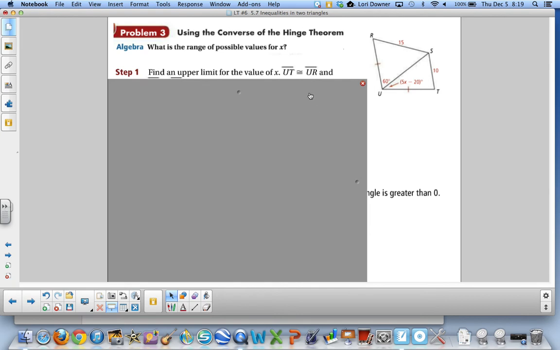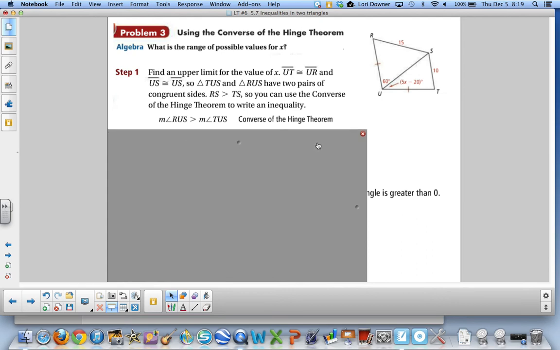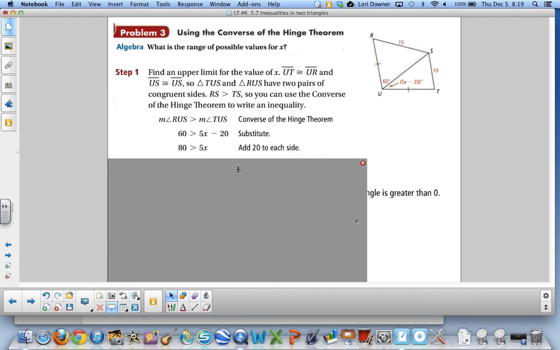We know, based on our Hinge theorem, that 60 has to be greater than 5x minus 20 since 15 is greater than 10. So 60 greater than 5x minus 20, I'm going to solve that. We add 20 to both sides and divide by 5, and we get x is less than 16. So we know that x has to be less than 16.